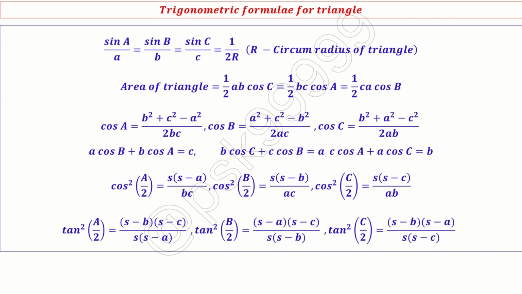Then tan square A by 2 equal to S minus b into S minus c by S into S minus a. Similarly, tan square B by 2 and tan square C by 2. And from cos square, you can easily get sine square, right? So these are the important formulae to remember. As you practice more and derive it once, I think you will remember the formulas easily. You need to do some problems based on this and also derive yourself.